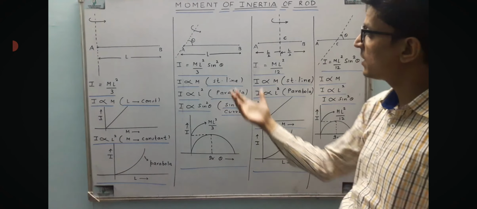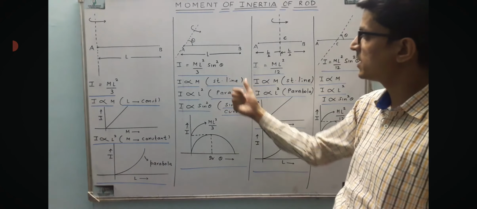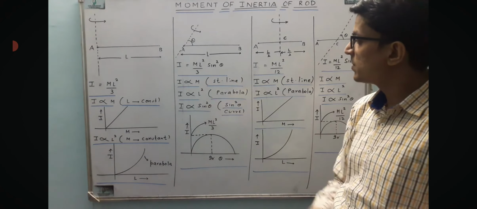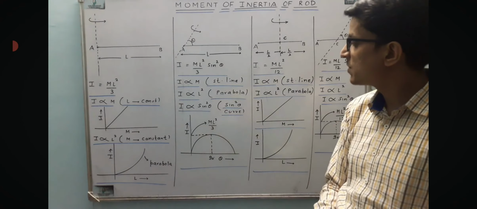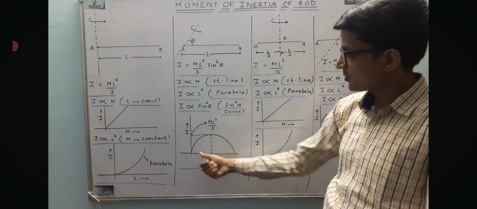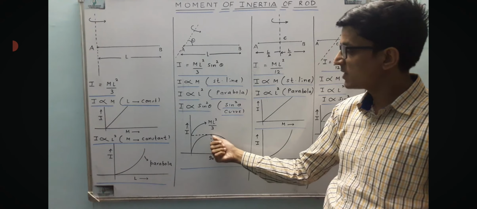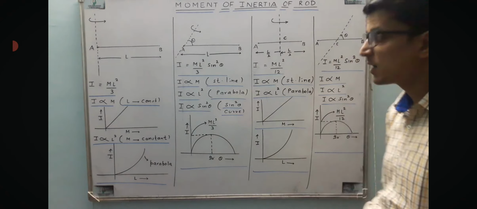In the very same way we can say that I is proportional to L, so straight line graph, I proportional to L square, parabolic graph, I proportional to sin square theta. So it will be like that. It is maximum when theta is equal to 90, as you can see from the graph.